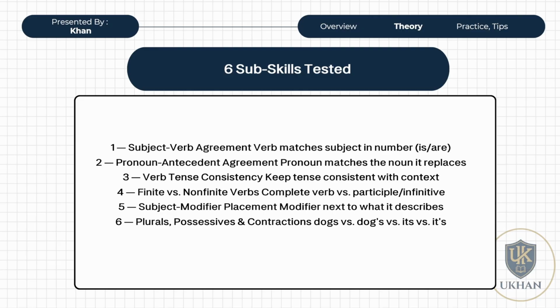Number 5 is subject-modifier placement. A modifying phrase has to sit directly next to the noun it describes. If it doesn't, then you get a dangling modifier and the sentence is wrong. And number 6, plurals, possessives, and contractions: dogs versus dog's with an apostrophe versus dogs' with the apostrophe at the end. Its versus it's versus it is. No apostrophe means plural; an apostrophe means ownership or a contraction.